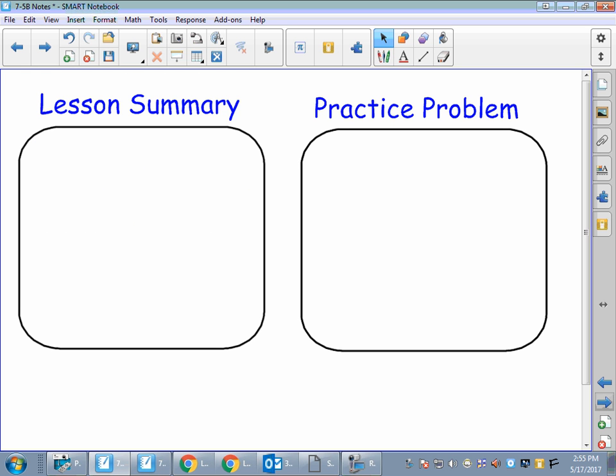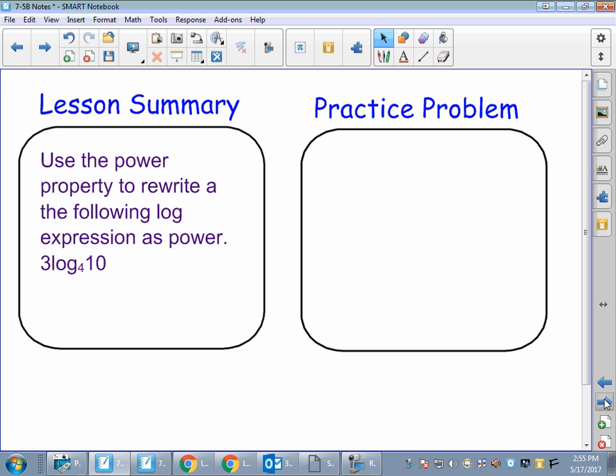So for the lesson summary, what I'd like you to do is I want you to use the power property to rewrite the following log expression as a power. So convert that to what it would look like as a power. And I want you to solve this equation. Good luck.